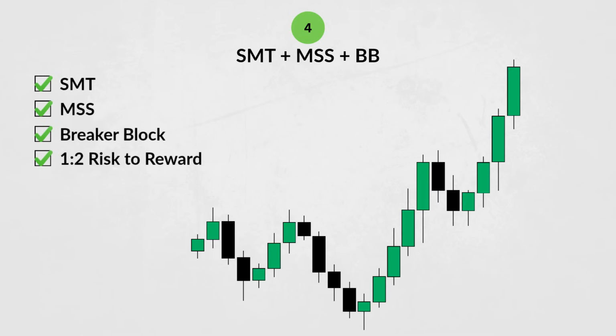Now looking at this chart, the first thing we identify is the SMT divergence, which we can see right here at this low. After that, we wait for the market structure shift, which price clearly gives us. Once that happens, we mark out the breaker block, set our limit order at the breaker block, place our stop loss just below it, and target a 1 to 2 risk-to-reward ratio.